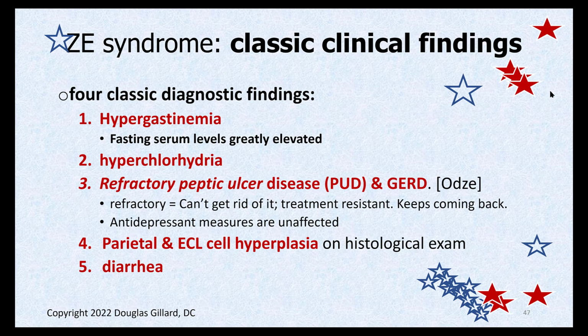On endoscopic, we'll look at that more specifically, but the ECL cells and parietal cells, there's too many of them, and they're all buff and burly. They're hyperplastic. They're too big, and the rugae can even start to look too big. And, of course, they can have diarrhea and steatorrhea as well.